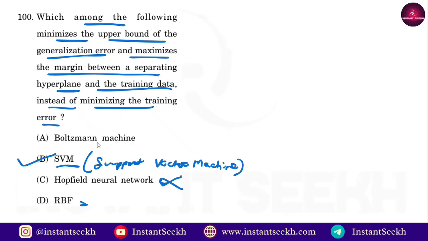And now, what is this Boltzmann machine? It is nothing but a probabilistic method. So this is wrong. Your correct answer for this question is option B, that is SVM. The support vector machine is used to maximize the margin between the separating hyperplane and the data points.